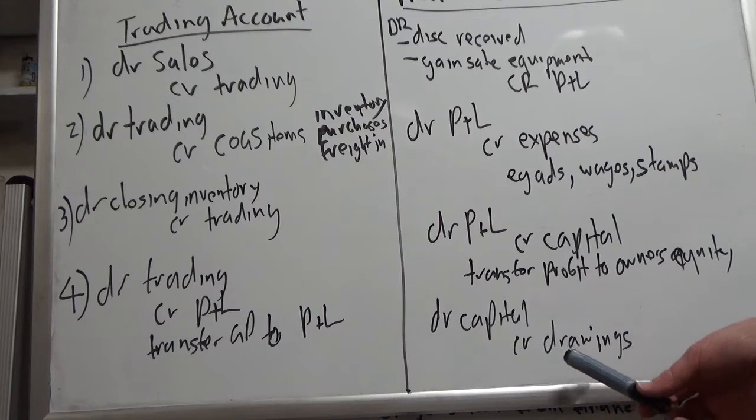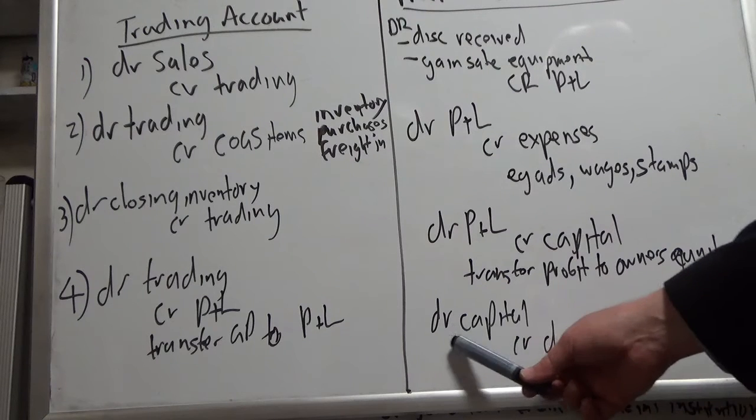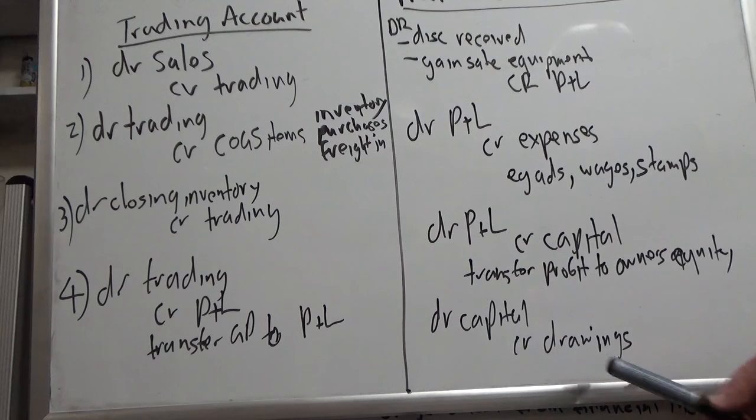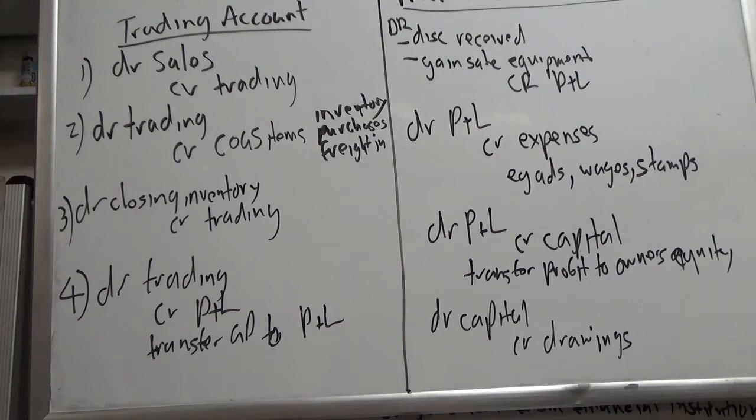Finally, drawings to the owner for personal expenses from owner's equity have to be cleared to zero, so you debit capital and credit drawings. So these are the general journal entries that have to be completed before the financial statements.